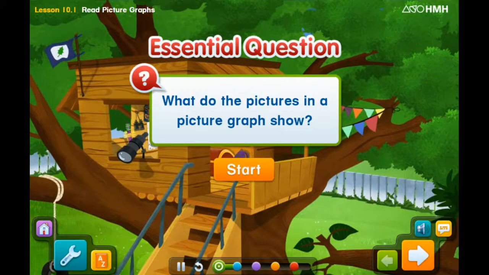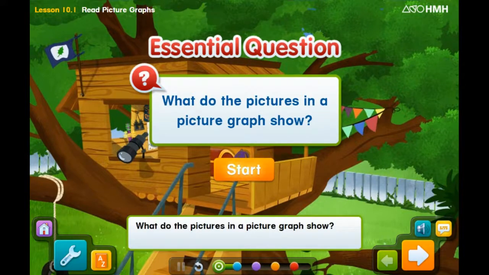What did the pictures in a picture graph show?